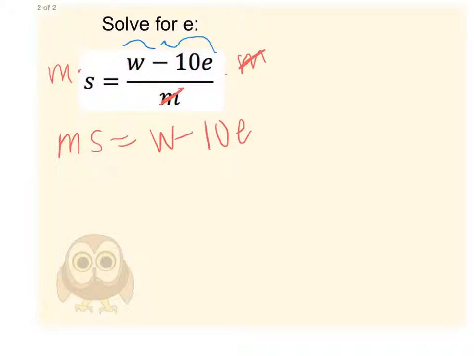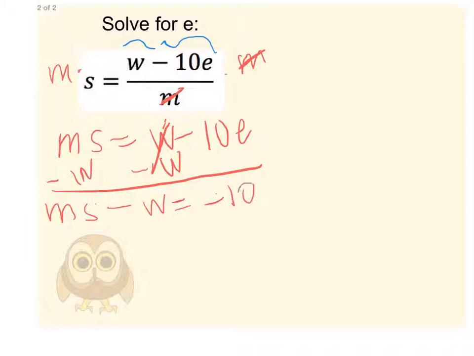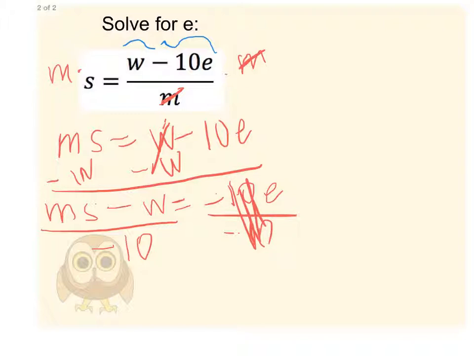Now remember, I'm still trying to get e by itself. If I'm working order of operations backward, the 10 and the e are stuck together. So I have to move the w first. It's a positive w, so I'm going to subtract it if it's positive. So now I have ms minus w is equal to negative 10e. Now I'm left with a negative 10e on the right side. The negative 10 and the e are multiplying together, so I'm going to divide by negative 10 on both sides. Cancel that out there. Then my final answer is e is equal to (ms minus w) divided by negative 10.